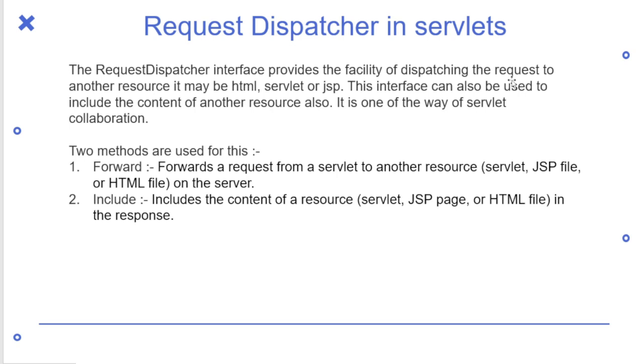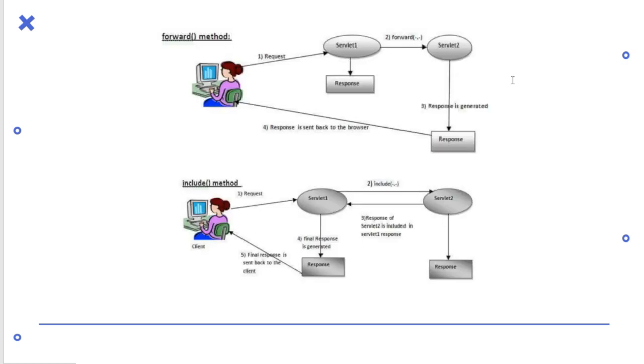So request dispatcher is basically an interface of Java servlet, used to dispatch the request from one resource to another resource, basically just proceeding from one page to another page. It may be HTML, servlet, JSP, you can use anything here. So forward is just basically forwarding, and include is basically including the same file inside your page. So this is the forward method, as I told you, and you can use this.